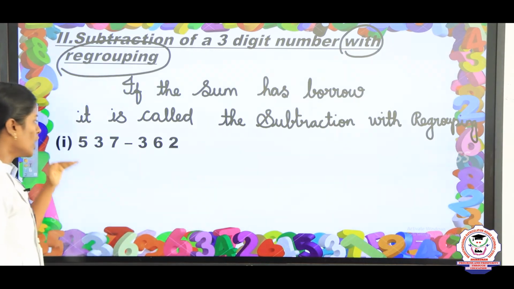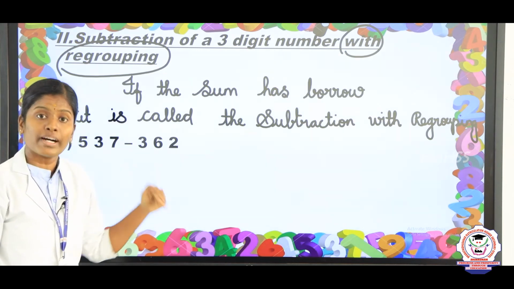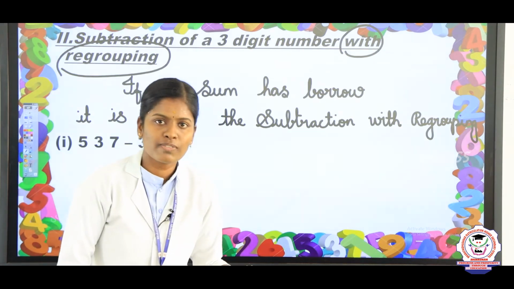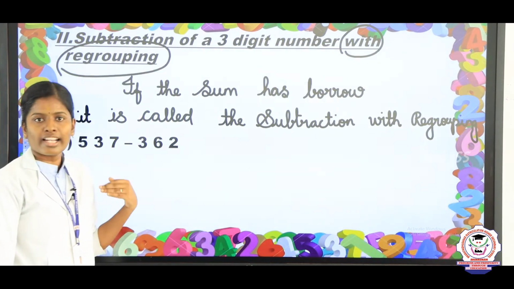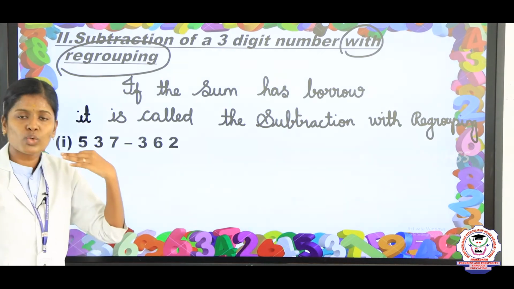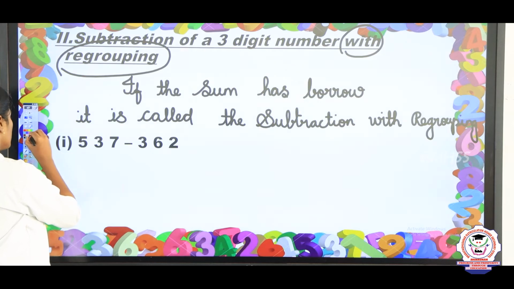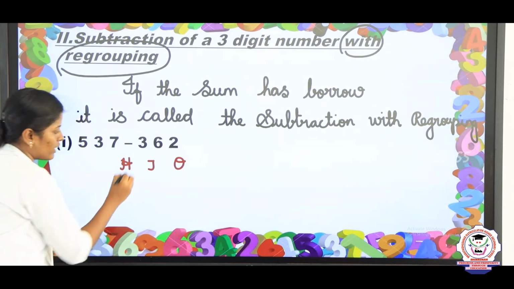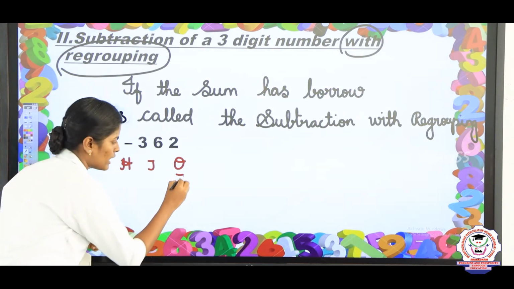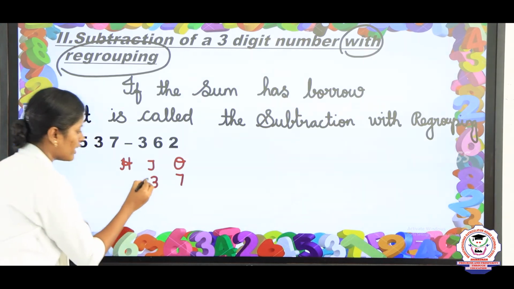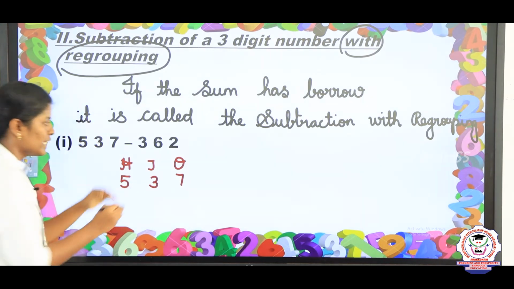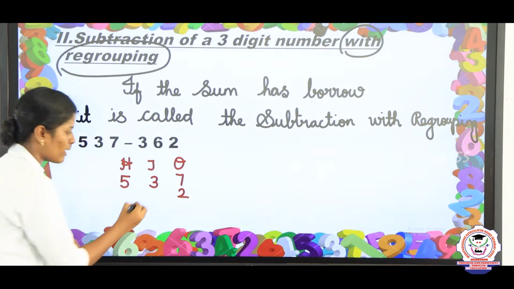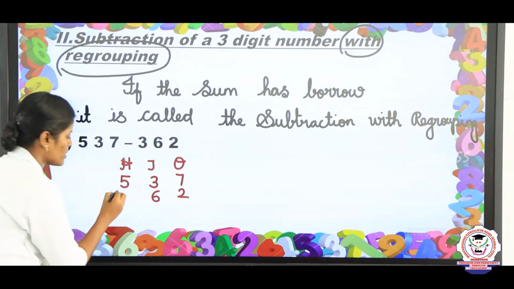For example, listen here, we have 537 minus 362. First we need to write the place values. What is our first place value? That is ones, tens and then hundreds. Here we have only a 3-digit number, so write up to hundreds. Here the ones place value is 7, the tens place value is 3 and the hundreds place value is 5. Next take the second number. The ones place value is 2, the tens place value is 6 and the hundreds place value is 3.